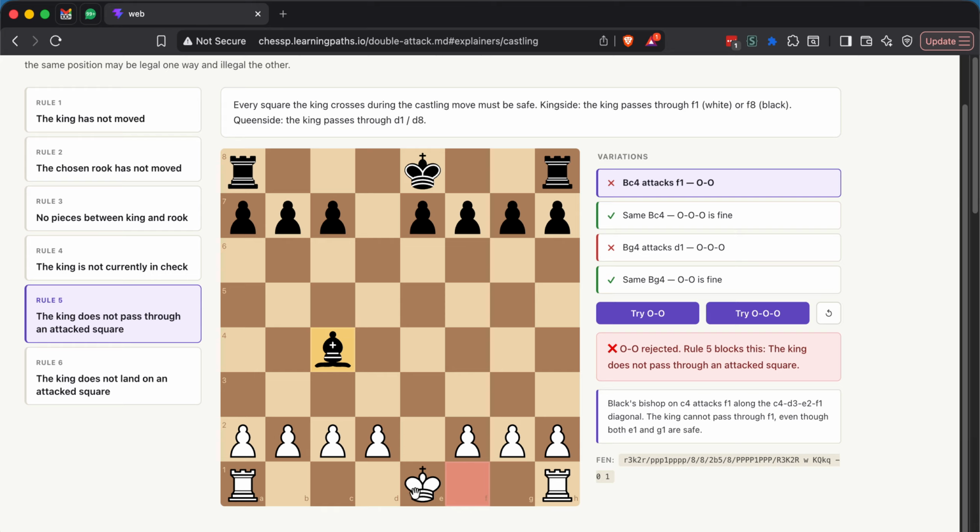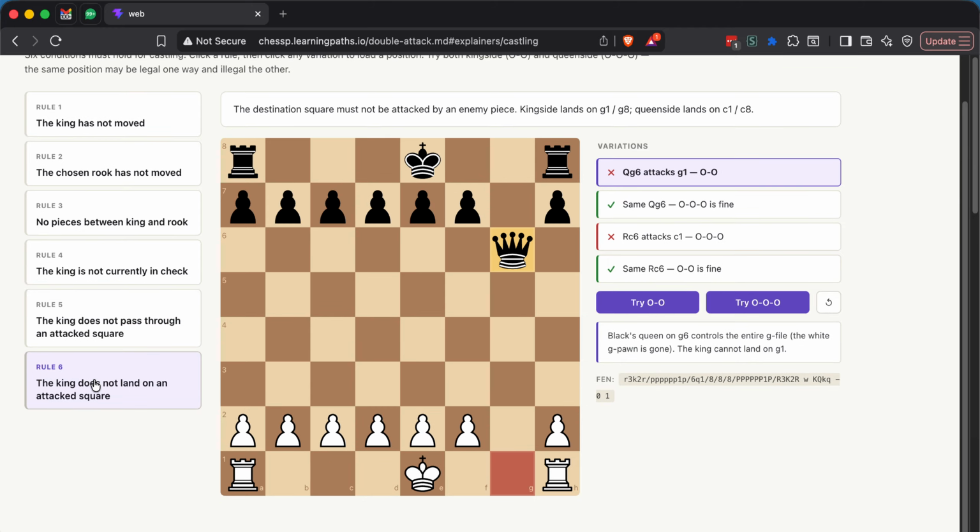But when the king tries to pass through the f1 square, we can see that it is actually being attacked by the bishop, which means that during the castling the king will be attacked, hence the king will not be able to castle on the king side. But on the queen side, there are no pieces attacking these three squares, and hence you will be able to do the castling on the queen side. Let's try that. As you can see, the queen side castling was successful.